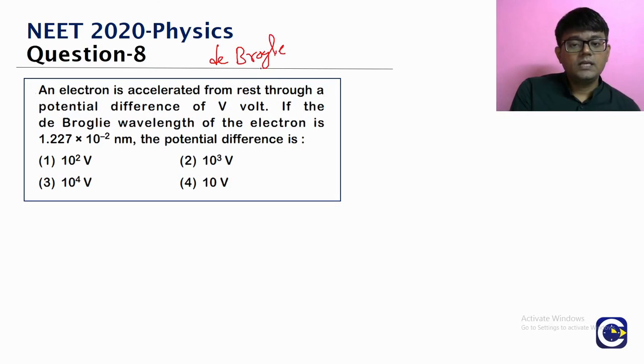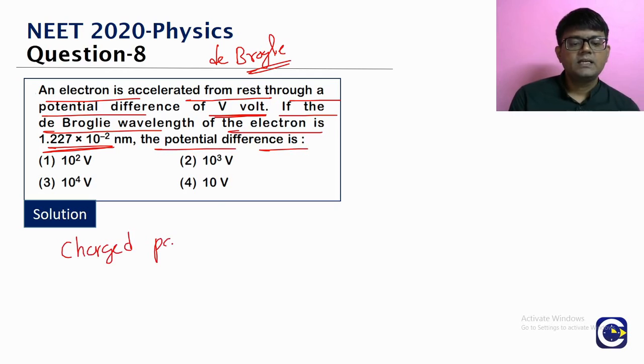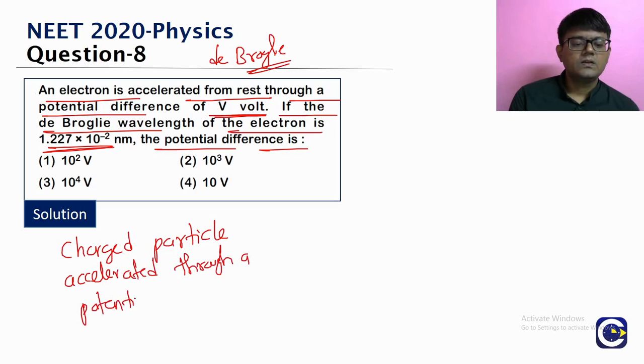The de Broglie wavelength of the charged species. An electron is accelerated from rest through a potential difference of V volt. They are not telling us the value of V. If the de Broglie wavelength of the electron is 1.227 into 10 power minus 2 nanometer, the potential difference is? See, generally when you have a charged particle accelerated through a particular potential, the kinetic energy gained by the charged particle will be Q times V.